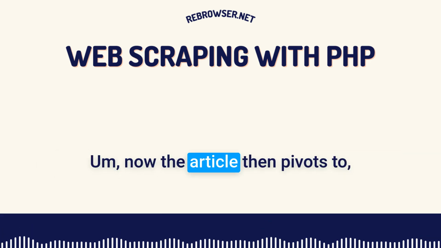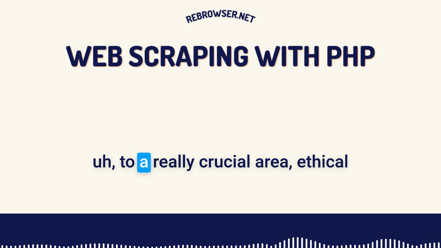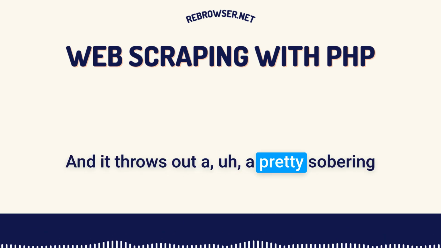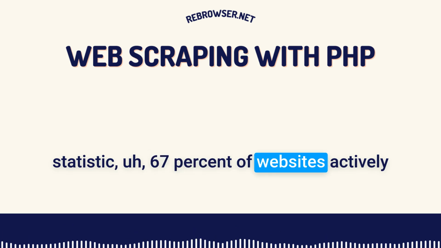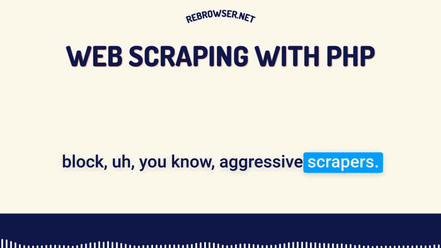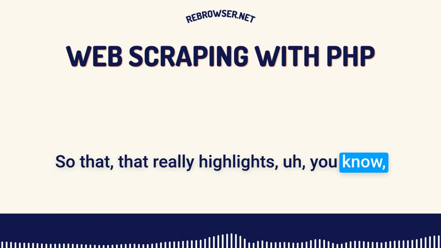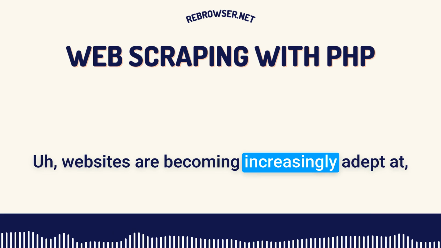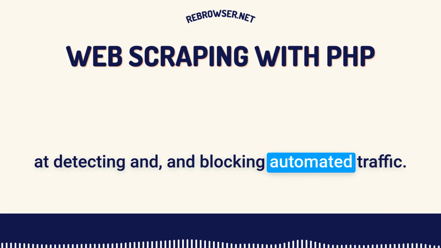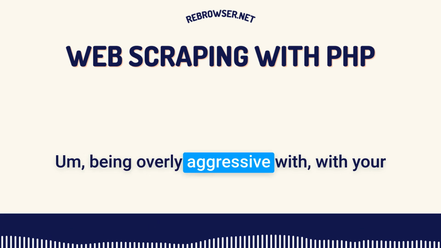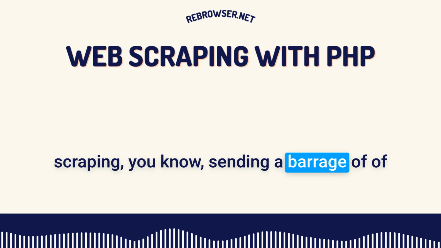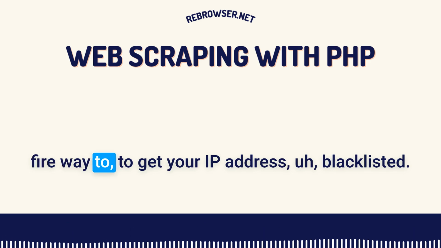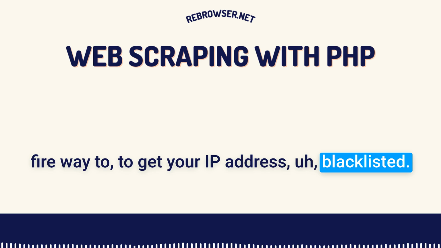Now, the article then pivots to a really crucial area, ethical scraping and performance. And it throws out a pretty sobering statistic. 67% of websites actively block aggressive scrapers. So that really highlights the importance of treading carefully. It absolutely does. Websites are becoming increasingly adept at detecting and blocking automated traffic. Being overly aggressive with your scraping, sending a barrage of requests in rapid succession, is a surefire way to get your IP address blacklisted.